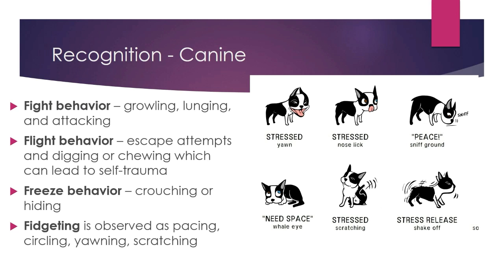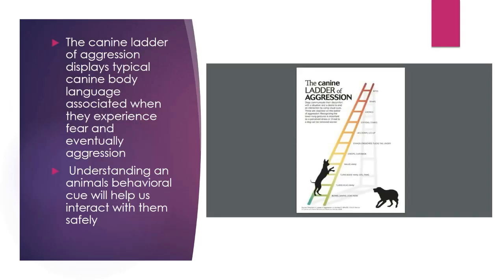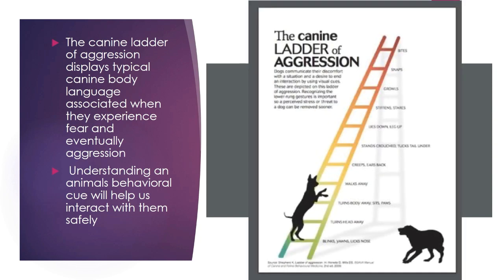And fidgeting. This is actually the most common sign that you'll see. This is when animals will pace and circle, yawning when they're not tired, scratching if they're not itchy. This is kind of the human equivalent to someone biting their nails. And this is actually what animals perceive the most, but we might miss because they're a bit more subtle. And then there's the canine ladder of aggression. So this displays typical canine body language that they experience when they experience fear, and then it eventually leads to aggression. So understanding animals' behavioral cues will help us figure this out.